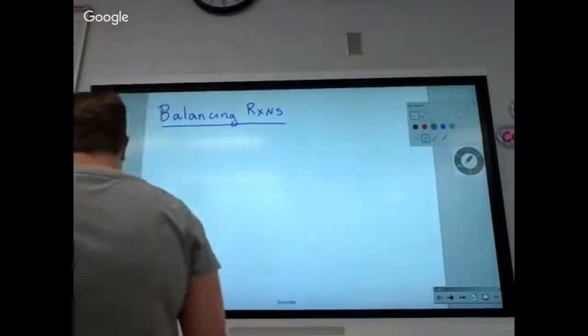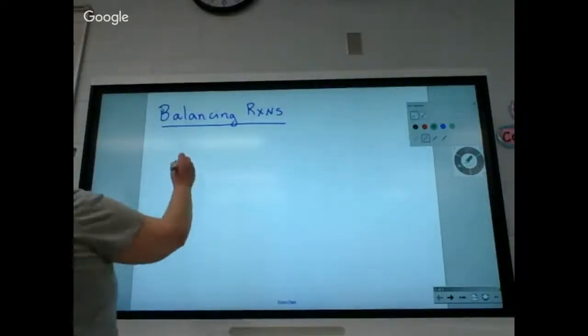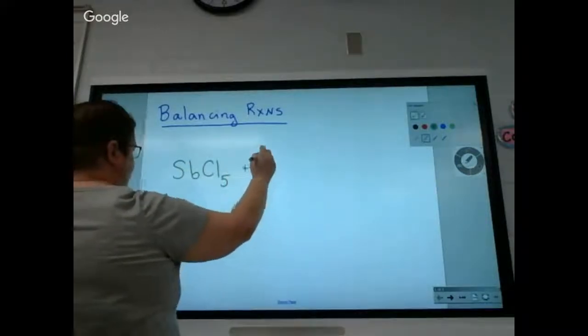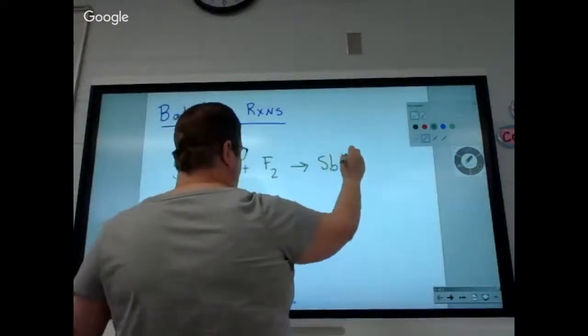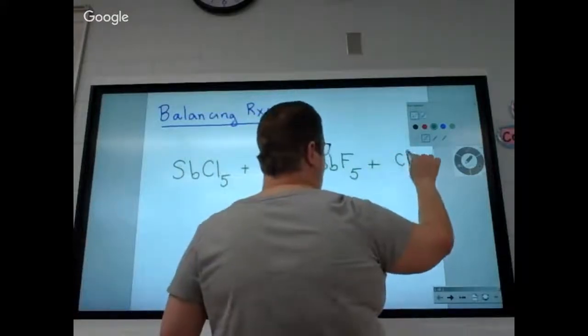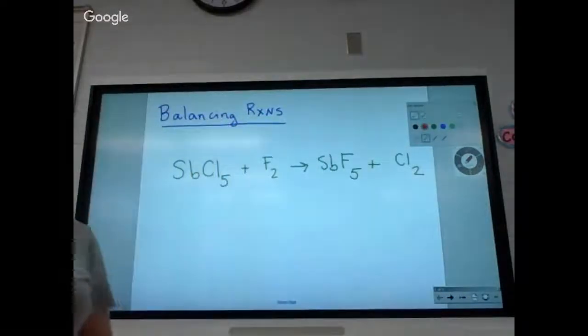So the ones that we talked about yesterday with Fe, we're not going to do that one. We're going to do a different one. So let's say that we have SbCl5 plus F2 becomes SbF5 plus Cl2. Now, most of the equations will not have lines drawn anywhere in them. I'm going to draw lines today only for the purposes of teaching.